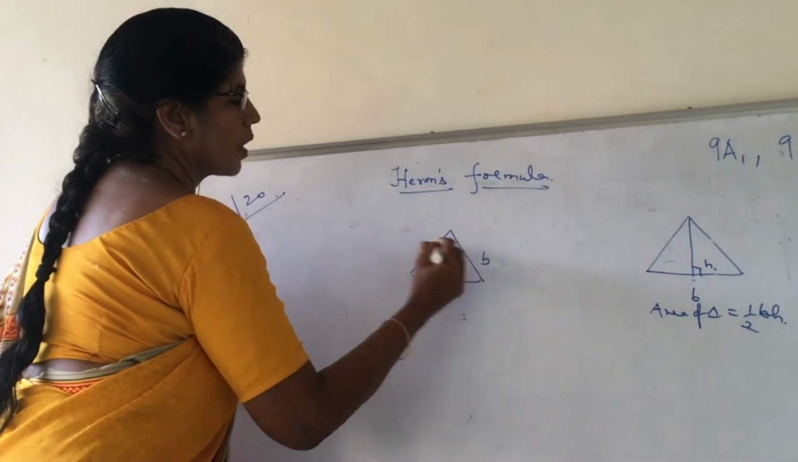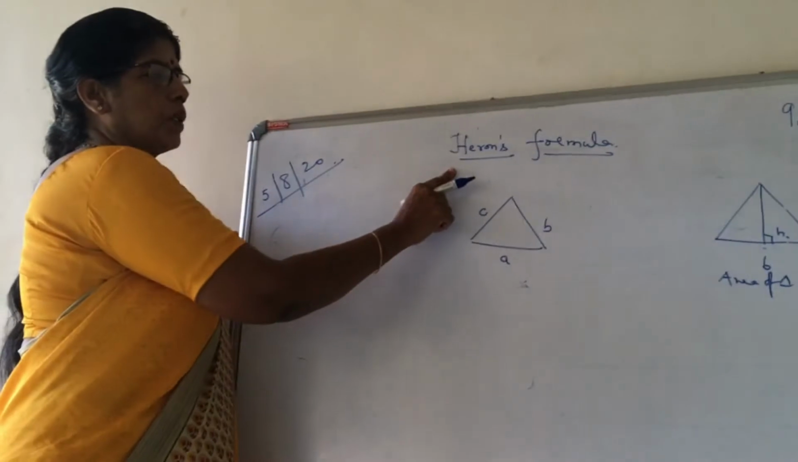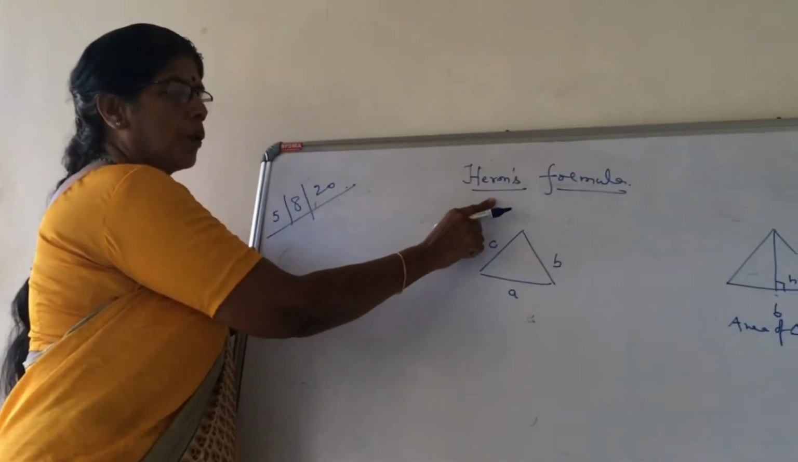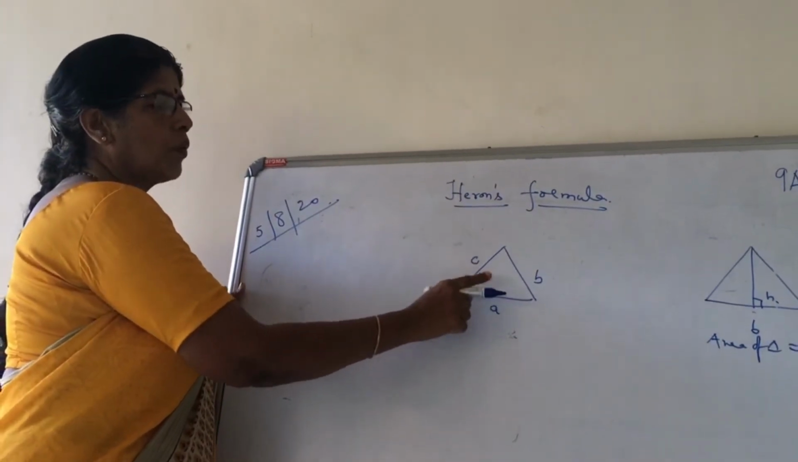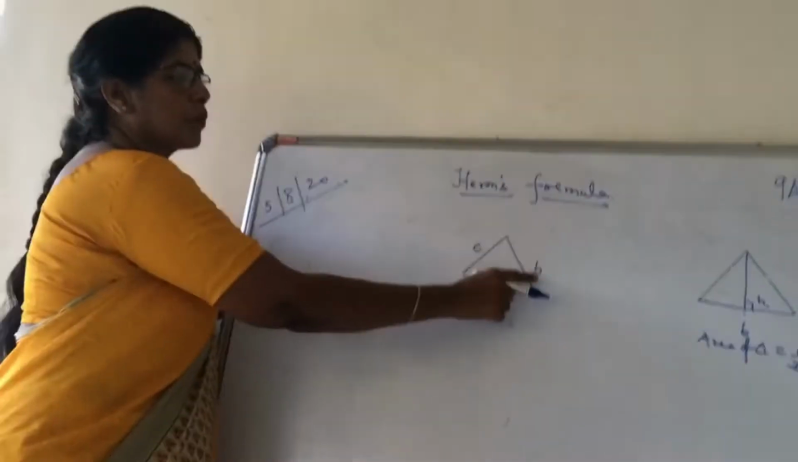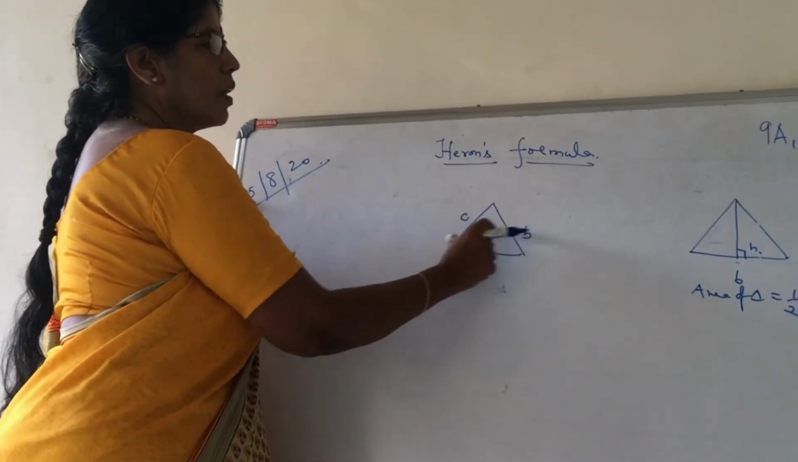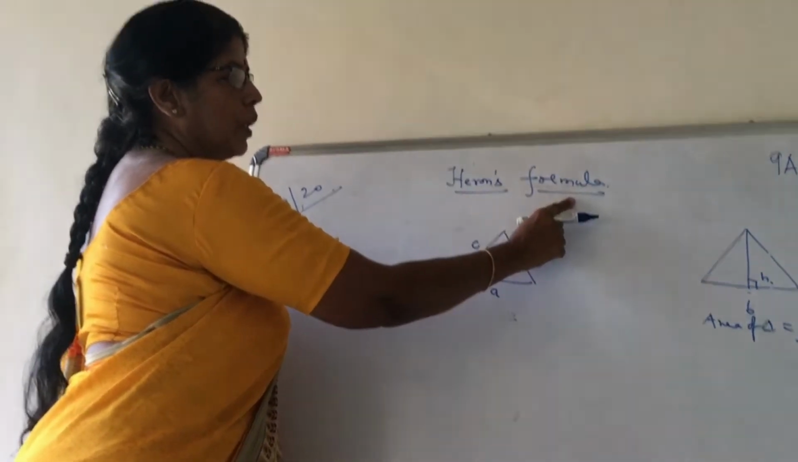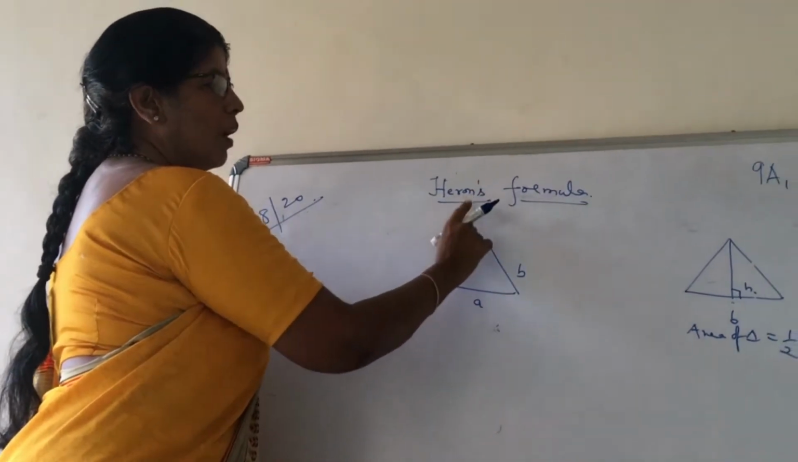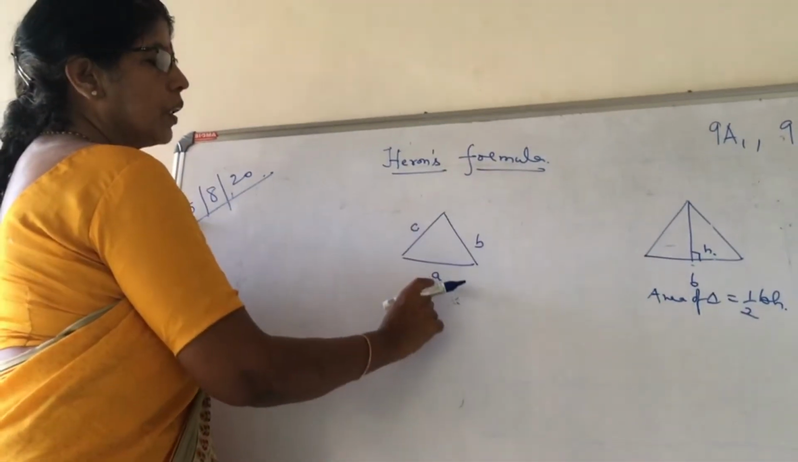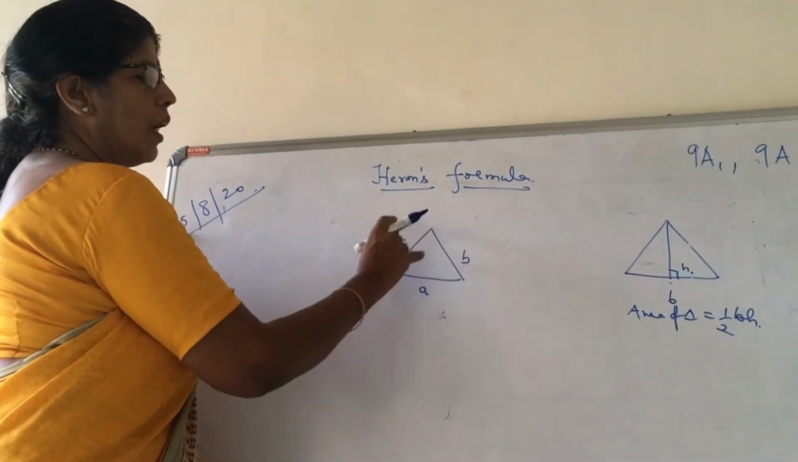The three sides are taken as A, B and C. A mathematician by name Heron in the 10th AD was the first person to derive the formula for the area of triangle with three sides. That is why it is named in his name as Heron's formula. Heron's formula is used to find the area of the triangle when three sides are given. The three sides are A, B and C.